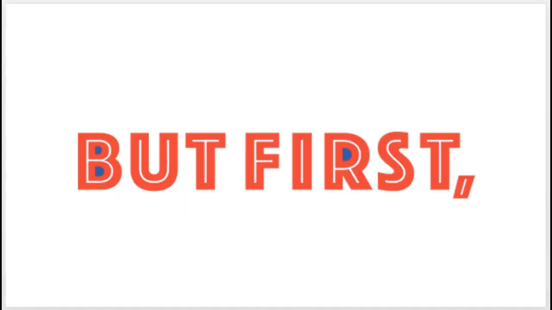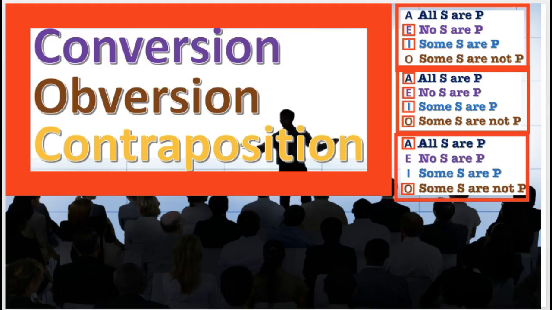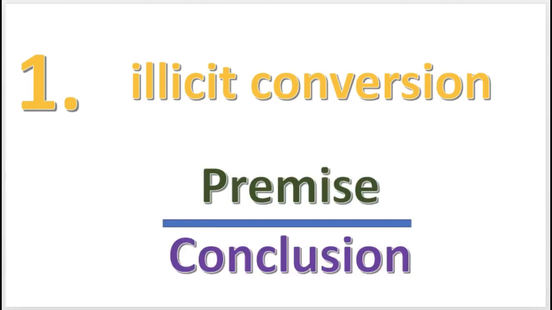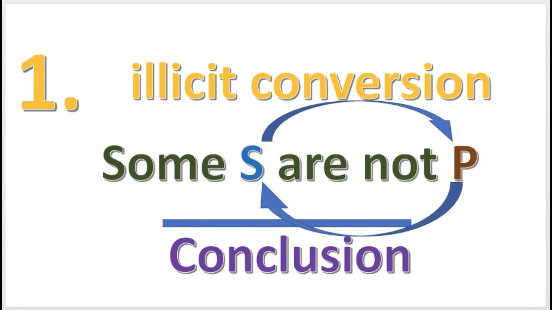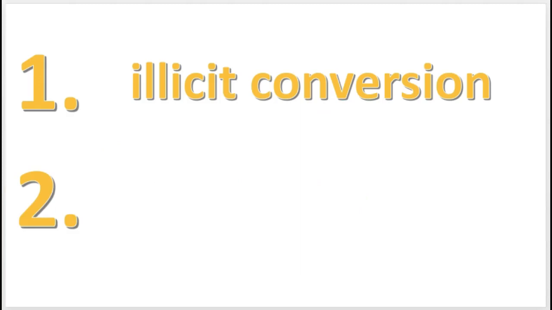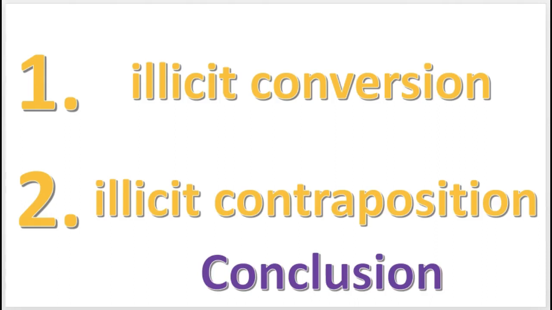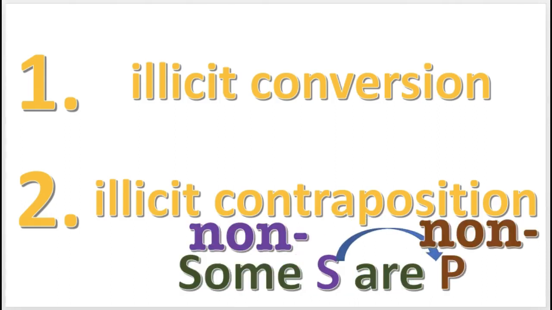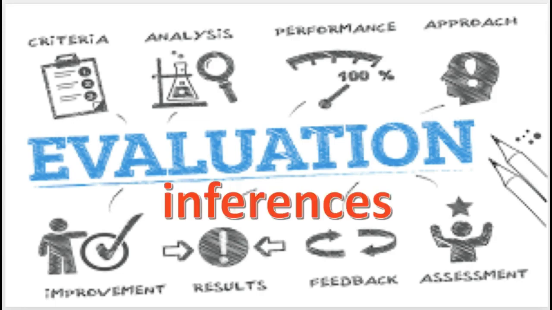But first note, there are two formal fallacies that can occur with these operations. One is called illicit conversion, and it's committed when a conclusion results from converting an A or an O premise. The second is called illicit contraposition, and it's committed when a conclusion results from contraposing an E or an I premise.